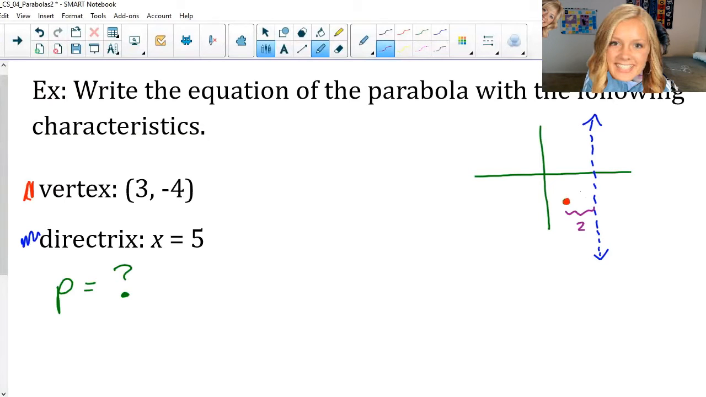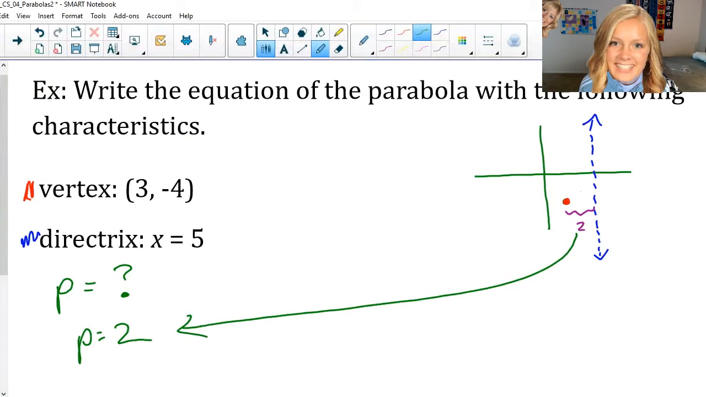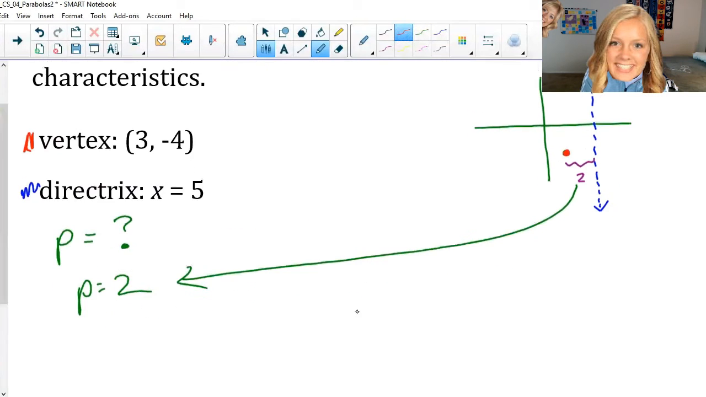Okay, well, that means that p should be 2 as well, because that is specifically what that lowercase p means. It means the distance between the vertex and the directrix, which is 2. So now I can just take all this information and plug it into my formula. This opens left and right, so the equation should look like this.